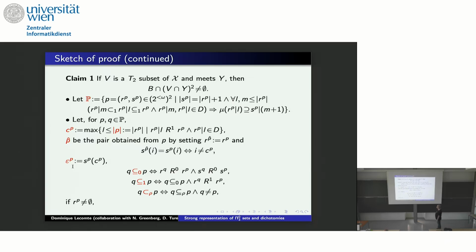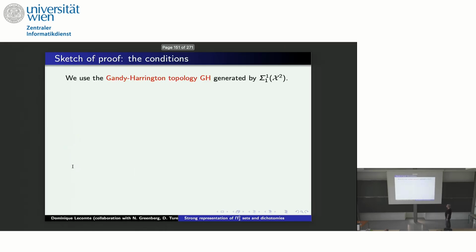Last thing, if Rp is non-empty, we had the notion of predecessor for finite sequences, but we also have notions of predecessor for pairs. And this is the natural definition. It's the row predecessor of P, the longest pair which is strictly row before P. So now we are ready to state the condition, essentially, of the construction.